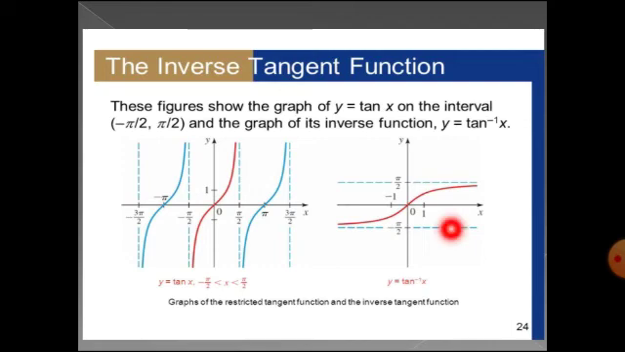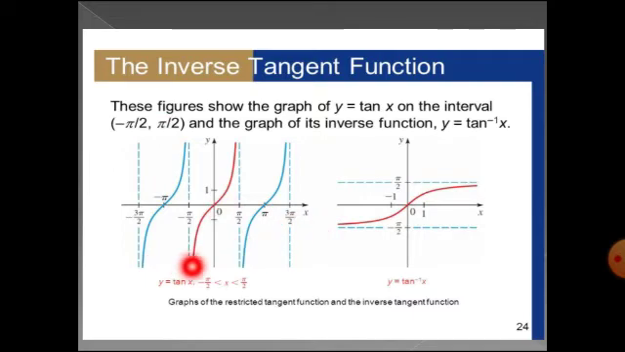Now let us move to the next slide, that is the inverse tangent function. These figures show the graph of y is equal to tan x on the open interval, minus pi by 2 to pi by 2, and the graph of its inverse function, y is equal to tan inverse of x. The angles minus pi by 2 and pi by 2 are not considered. Between those, whatever angles are there are considered.